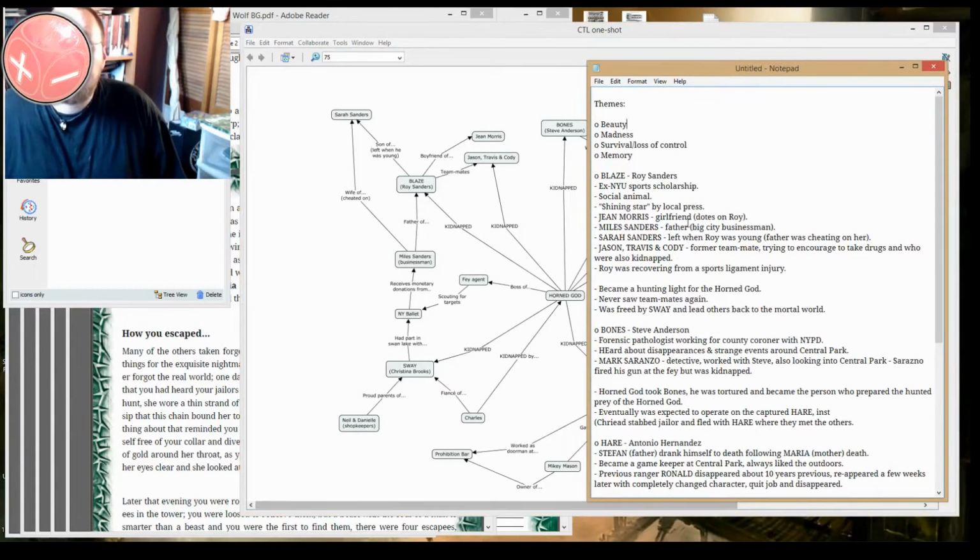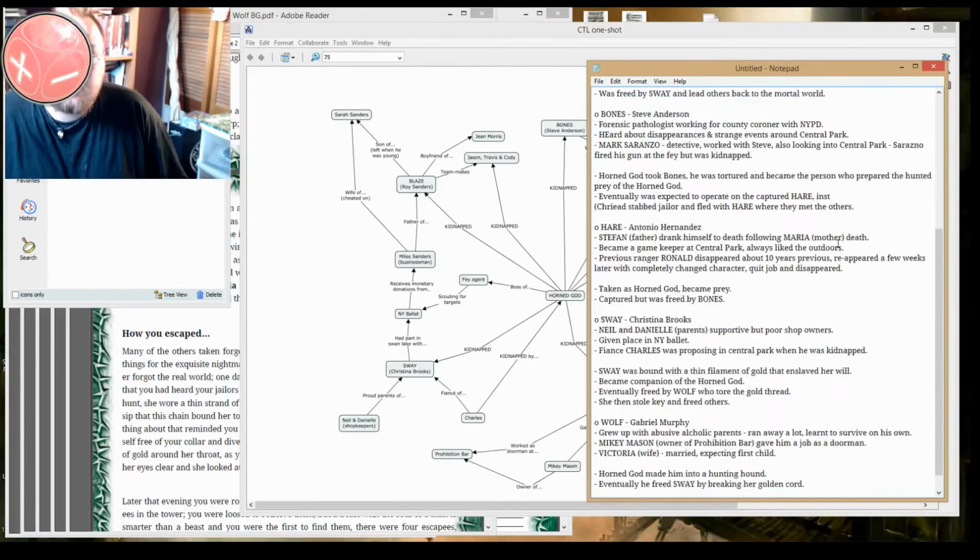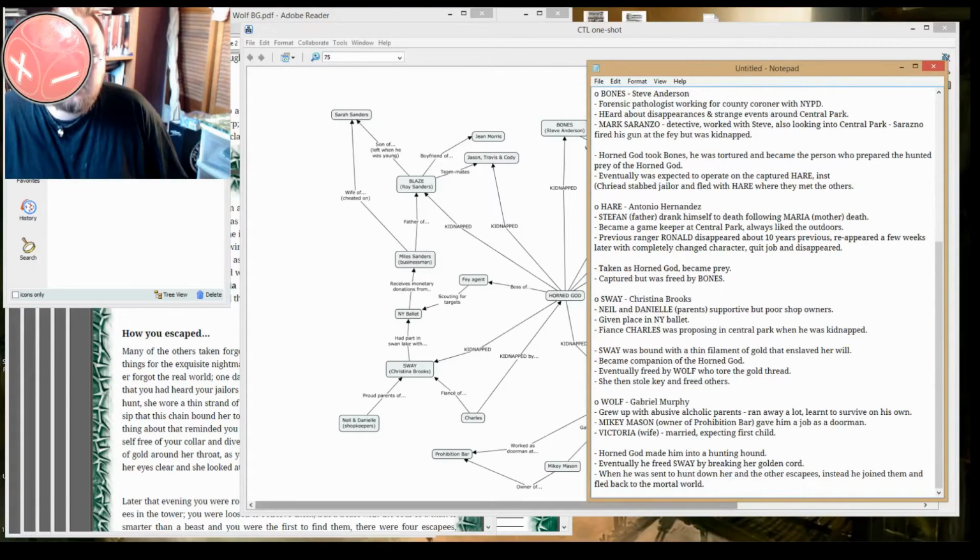And here are the notes that I'm making for the game currently. You can see the themes: beauty, madness, survival, loss of control, and memory. And here is the clip notes version of the character notes that I've made just for my own quick reference purposes during the session planning. And if I scroll down that, you can get a bit better look at that.